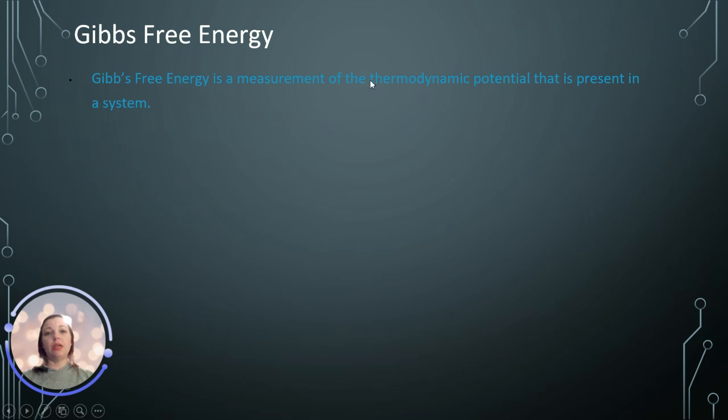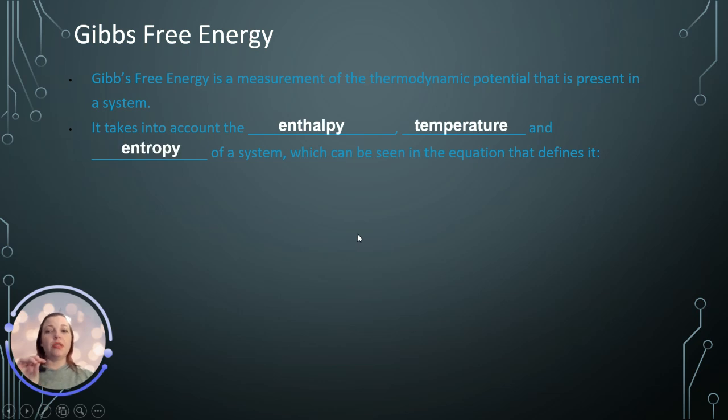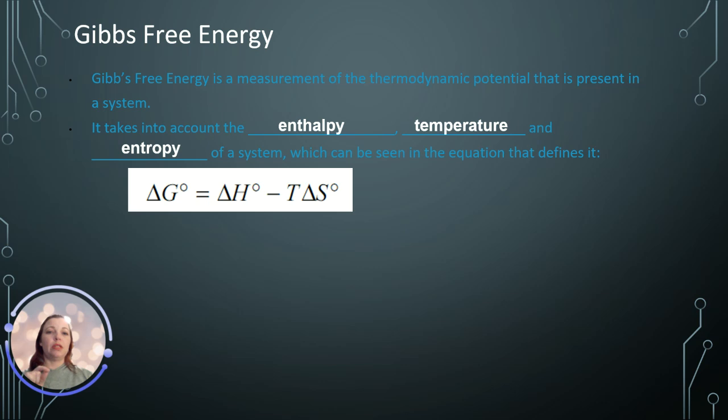So Gibbs free energy is a measurement of the thermodynamic potential that is present in a system. It takes into account the enthalpy, the temperature, and the entropy of a system, which can be seen in the equation that defines it. As you can tell from the formatting here, it is on the equation sheet, which again this year will be a drop down. This will be in the thermodynamics and electrochemistry section of the equation reference material.